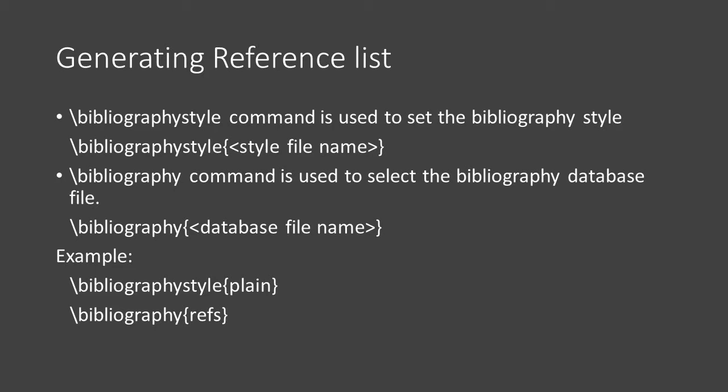The bibliography command selects the reference database. Its argument is the reference database file name without the bib extension. Multiple bib files can be used, separated by commas in the bibliography command's argument. These commands are placed at the end of the LaTeX document where the reference list is to be printed.